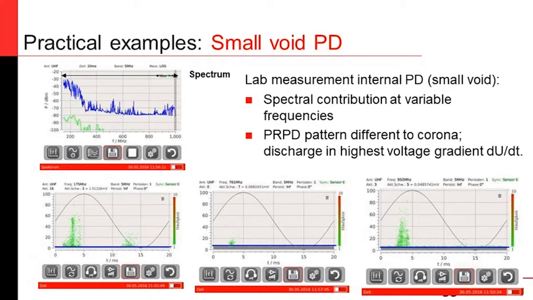So the small voids inside the insulation pretty much are spread all over the frequency and can be seen in all frequency ranges. But they are different from corona. They discharge at higher du over dt, when the derivative of the voltage is the most, compared to the corona.